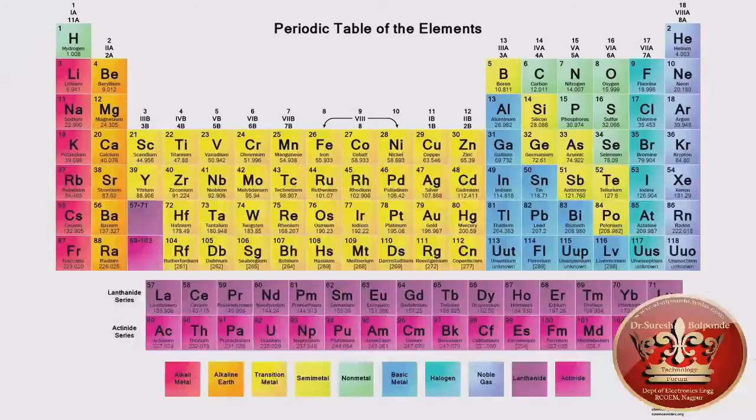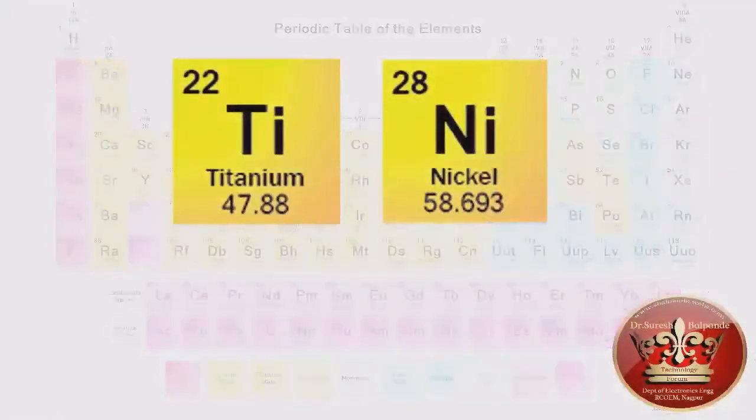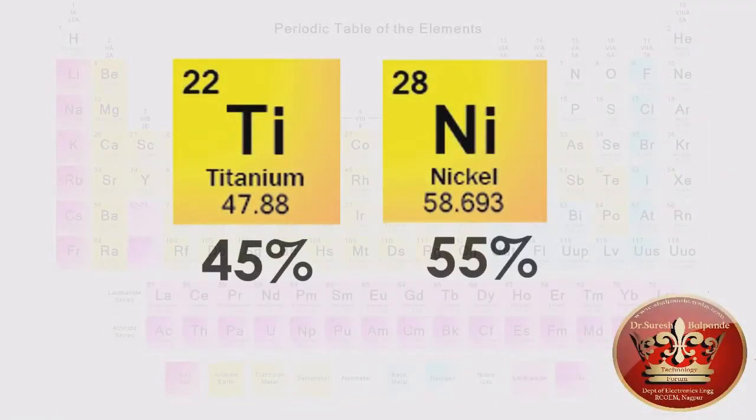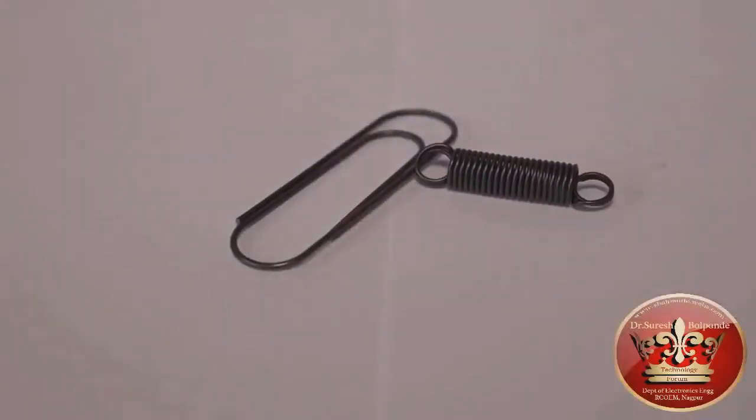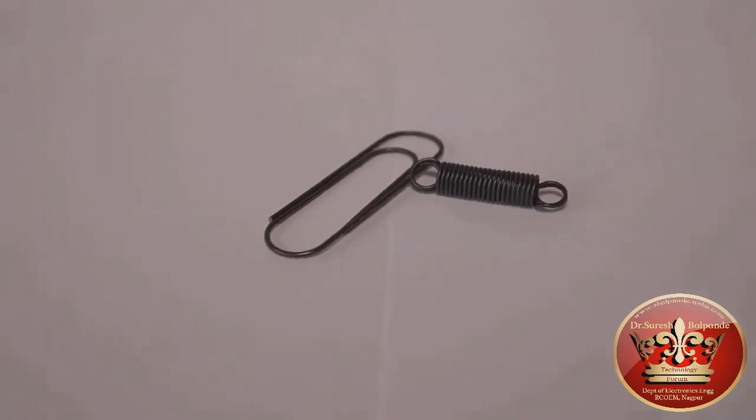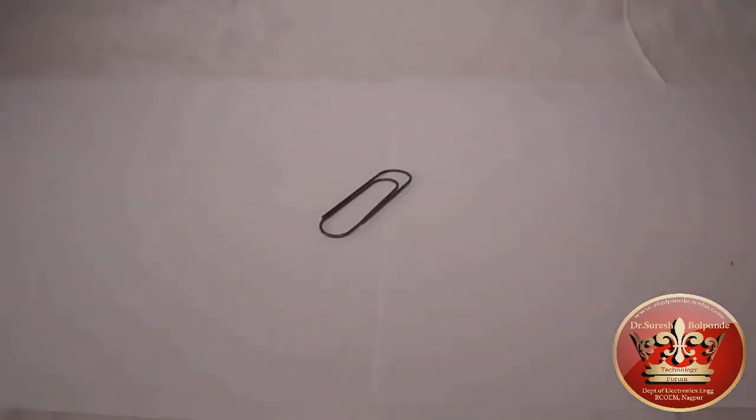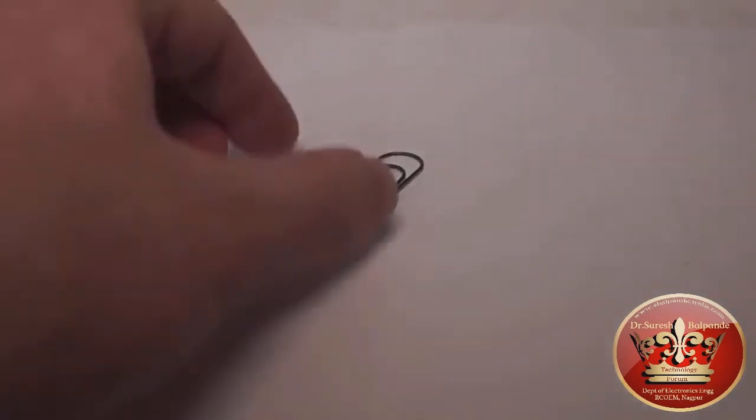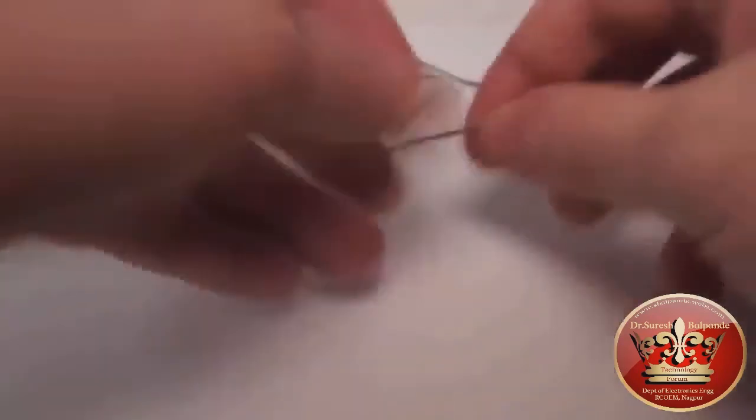Nitinol is an alloy of nickel and titanium in proportions of 45% titanium and 55% nickel. This alloy has a unique property that was discovered in 1961 by American scientists. The property of this alloy is called shape memory. So, to demonstrate this property, let's conduct an experiment.